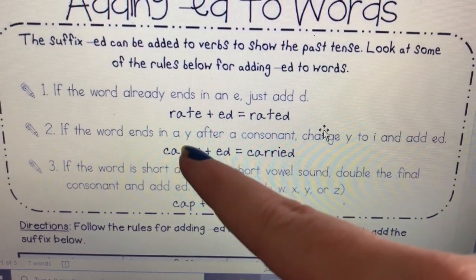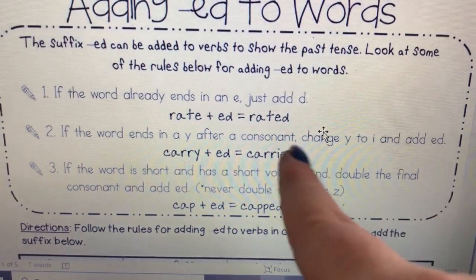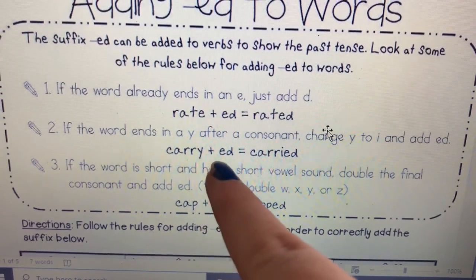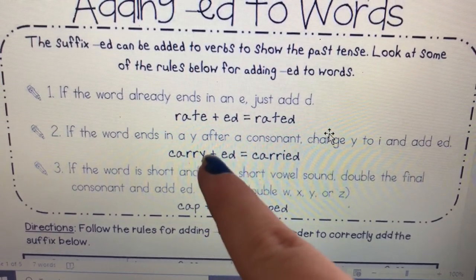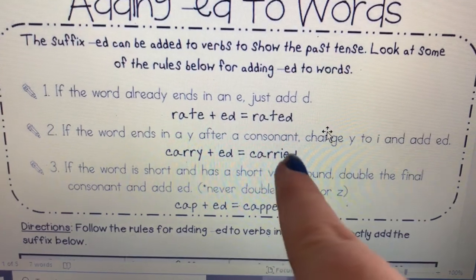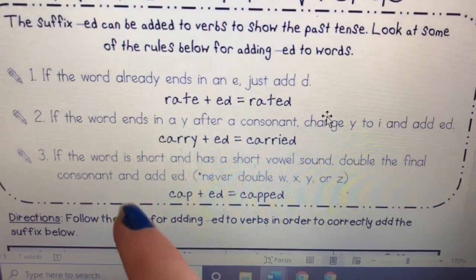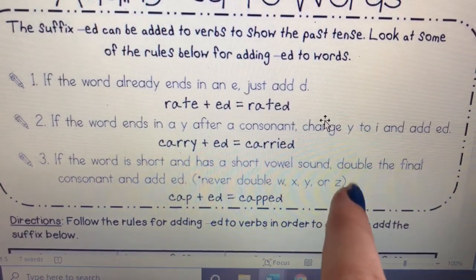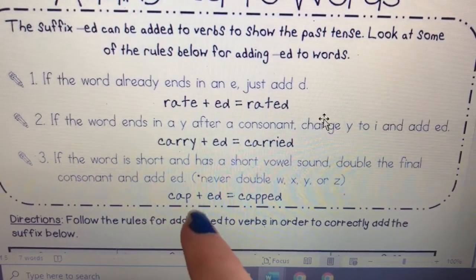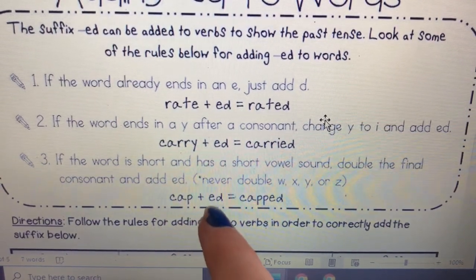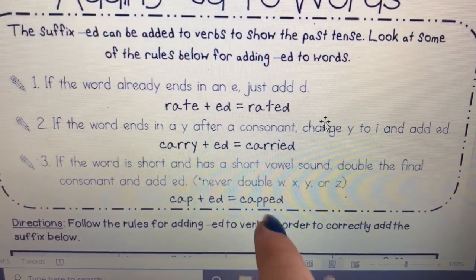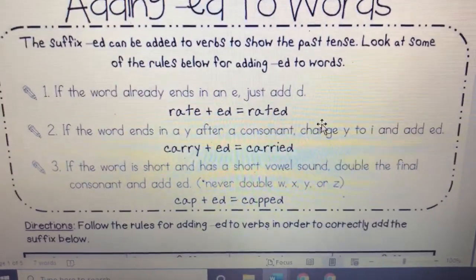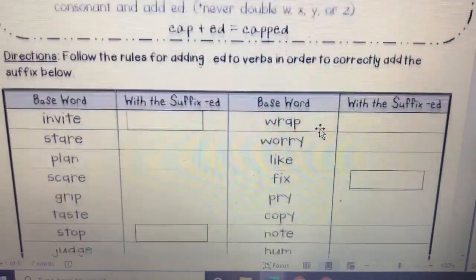If the word ends in Y after a consonant, we change the Y to an I and add ed. So we have the word carry plus an ed. What I did is I changed the Y to an I and add ed. All right, and number 3 says that if the word is short and it has a short vowel sound, we double the final consonant and add ed. So this is cap. To add ed, we double the consonant and add ed. So let's look at our list and see what we can do.